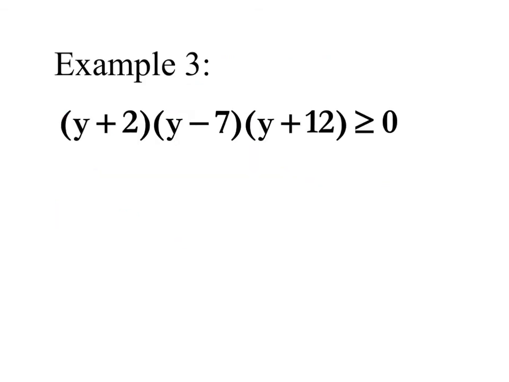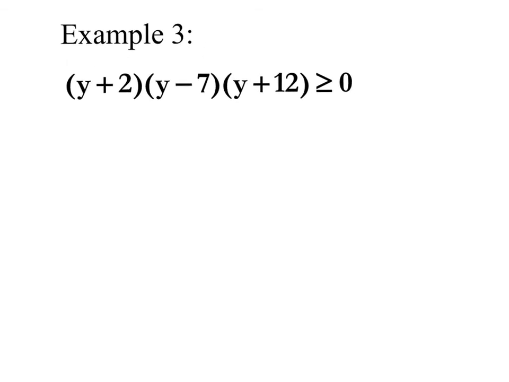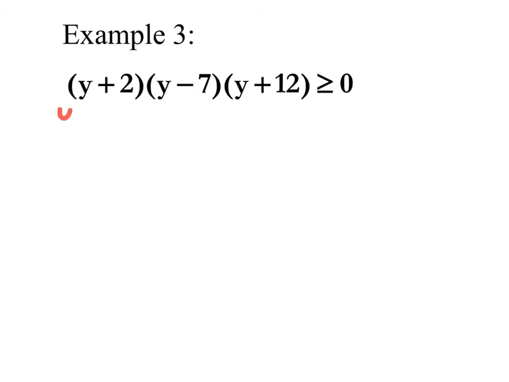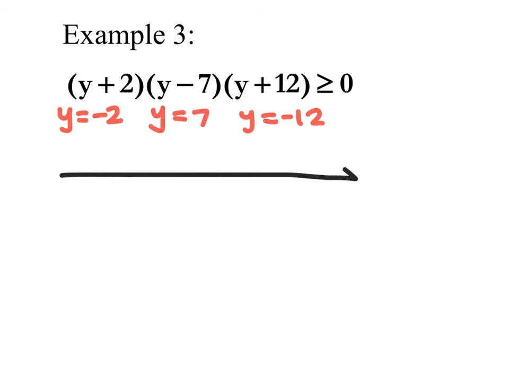This one's not bad. It's not bad because it's already factored for you. So don't try to pull any FOIL on this one, because you'll just get back to something ugly that you have to refactor anyway. Instead, you can just find your critical values right away. So this time, your critical values are going to be y equals negative 2, y equals 7, y equals negative 12, and we can go right to our number line.